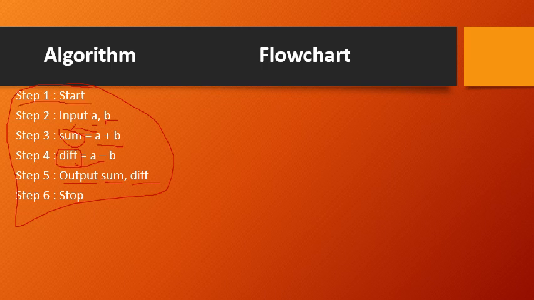Each step is performing a single task, right? And are they simple? Yes, obviously they are very simple and understandable. When I see any particular step, say step number 4, I can say diff equal to A minus B. What does it indicate? I'm taking the difference of A and B and storing it in diff.